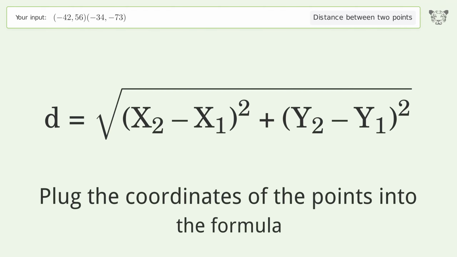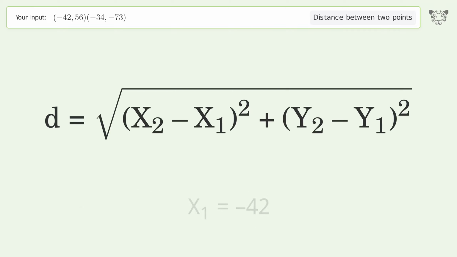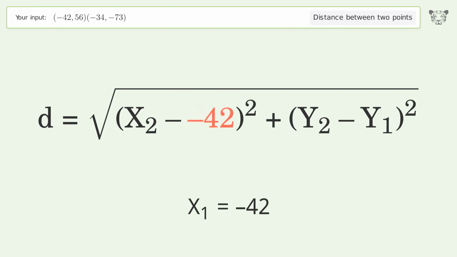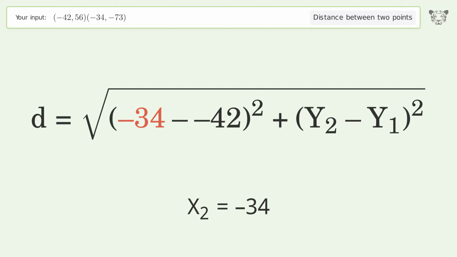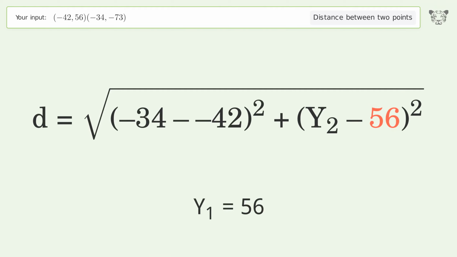Plug the coordinates of the points into the formula. x1 equals negative 42. x2 equals negative 34. y1 equals 56. y2 equals negative 73.